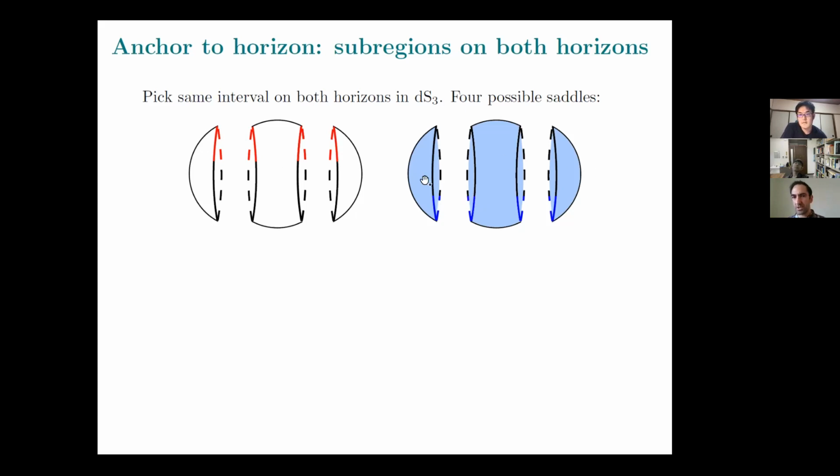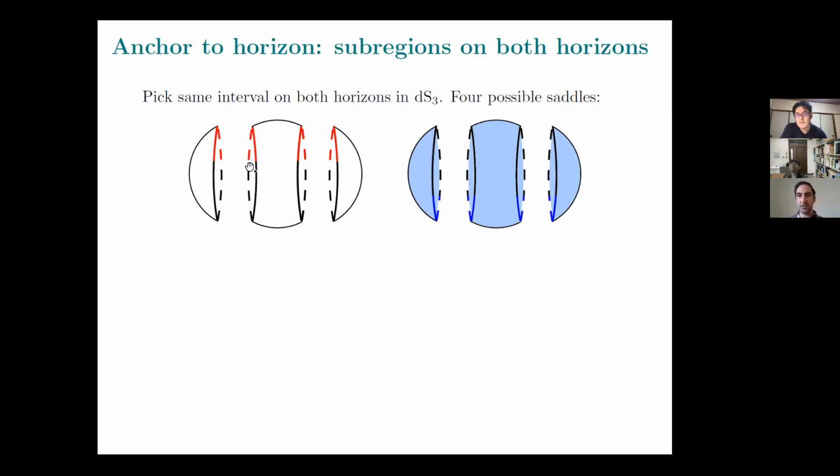So in this picture, I'm computing the entropy of the black regions on the horizons. Now you are allowed to flip these external surfaces because you have a similar surface on this side. So there's no topological obstruction. They're both allowed to flip down. And in this case, the entanglement wedge would be everything, and here it would be nothing.